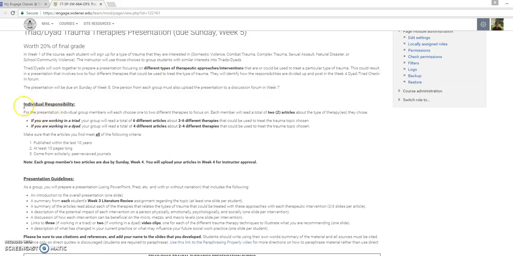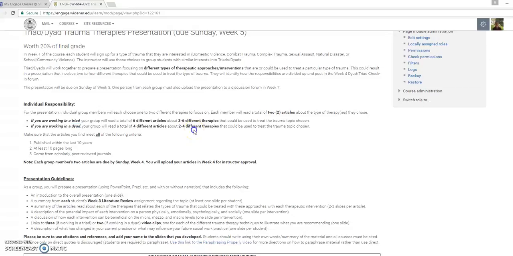So what is your individual responsibility? Essentially, you have to come up with either 1 or maximum 2 therapeutic interventions. If you're working in a group of 3, you will read a total of 6 different articles, so each one of you will read at least 2 articles, and you may come up with 3 to 6 different therapies that could be used to treat the trauma topic chosen. If you're working in a group of 2, you'll read 4 different articles and come up with 2 to 4 different therapies.